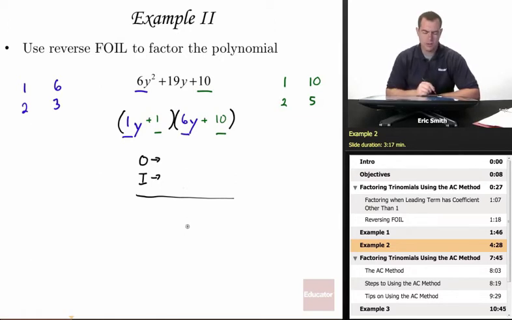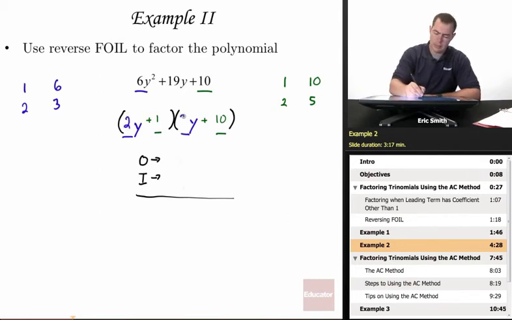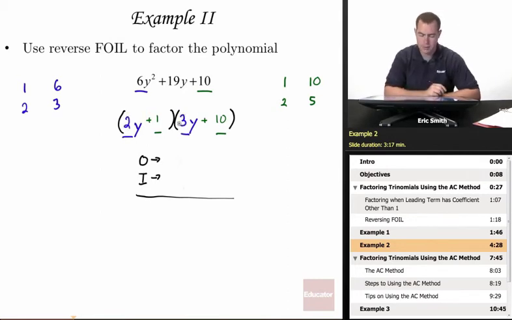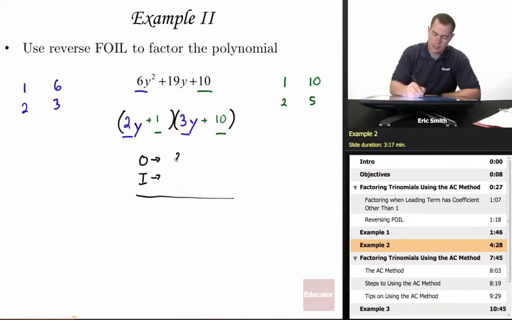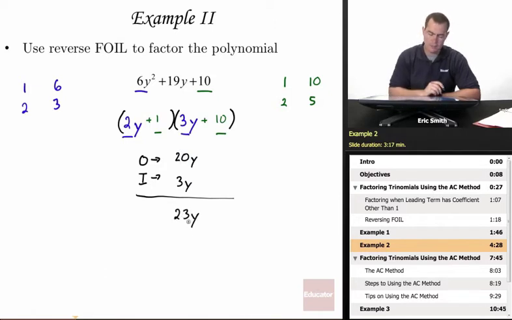Let's play around with our first terms. Let's try something else for the beginning here. Let's try 2 and 3. All right, what would that give us? So I can see the outside is 20y, the inside is 3y. Oh, that's a little too much. 23y, not going to work out.